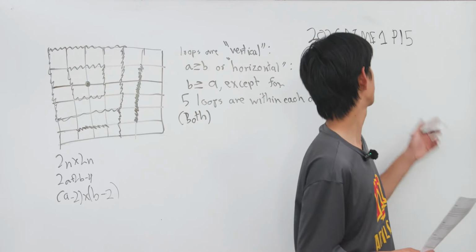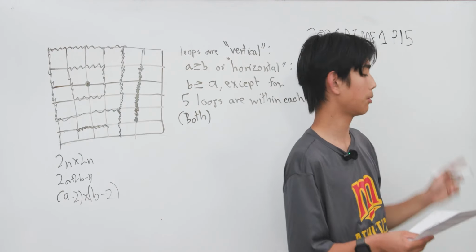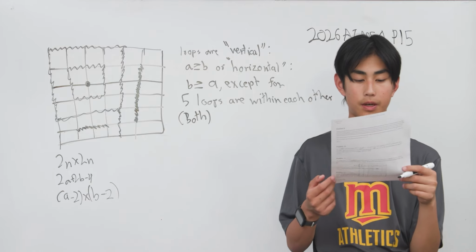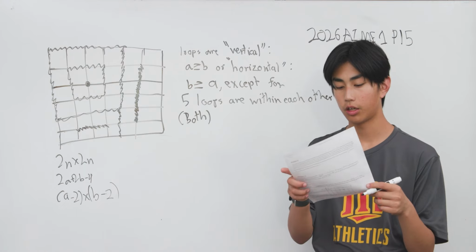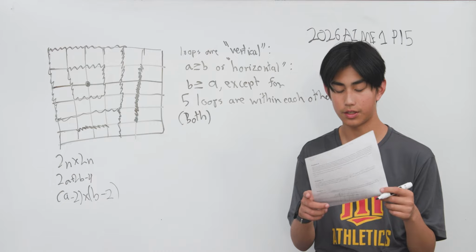We're solving problem 15 from the 2026 AIME 1. Let a, b, and n be positive integers with both a and b greater than or equal to 2 and less than or equal to 2n.